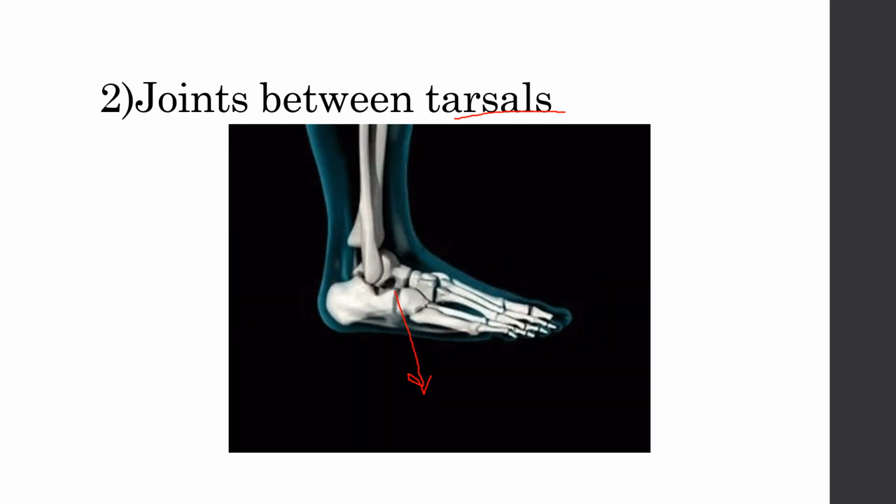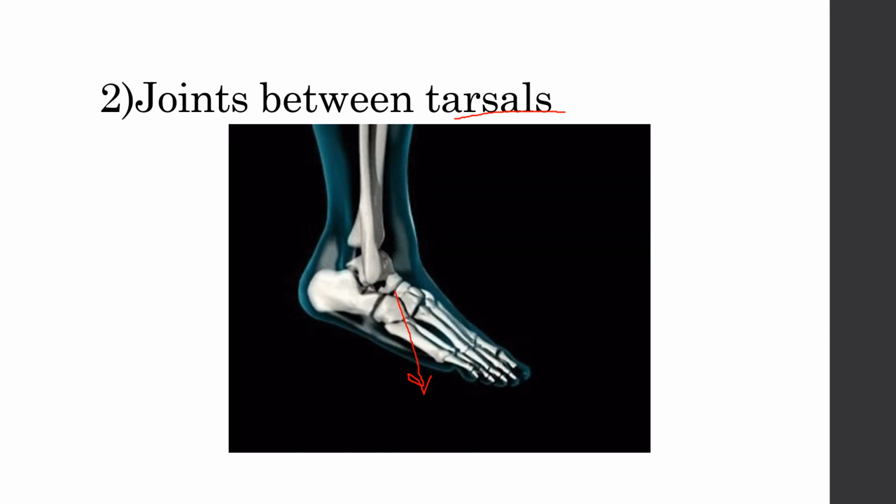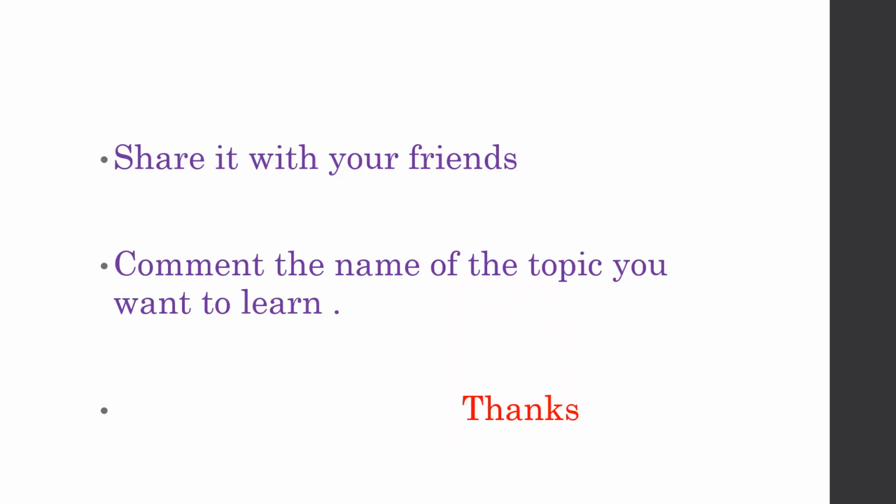So in this video you have studied the definition of the planar joint, the gliding joint, the range of movement and examples. In the next video you will learn about the pivot joint.